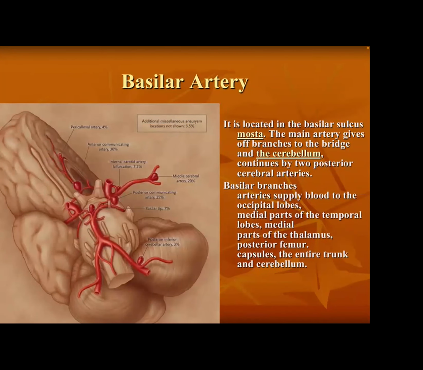Basilar artery. It is located in the basilar sulcus. The main artery gives off branches to the pons and the cerebellum, and continues as two posterior cerebral arteries. The basilar artery supplies blood to the occipital lobes, medial part of the temporal lobe, medial part of the thalamus, posterior limb of the internal capsule, the brainstem, and cerebellum.